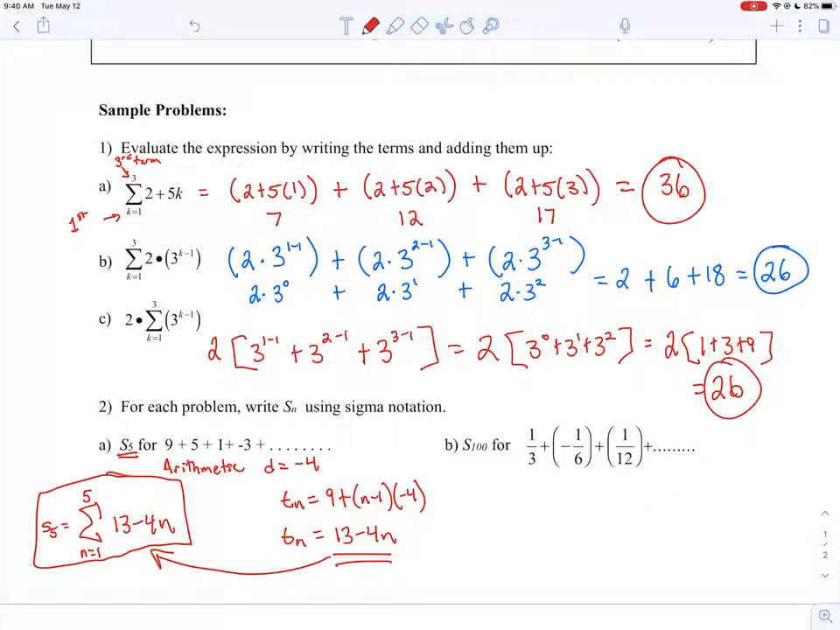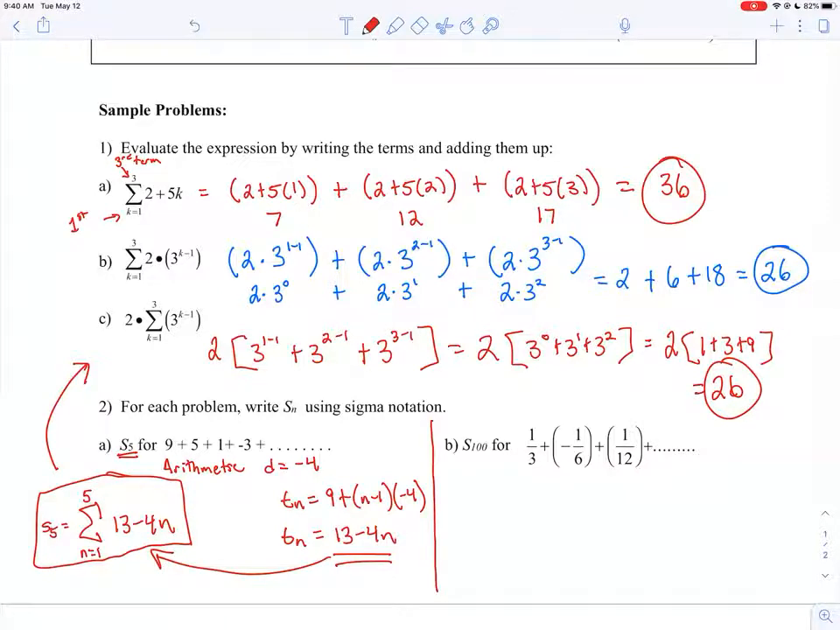Again, it doesn't solve our problem. It didn't actually give us an answer for the first 5 terms. If we wanted to, we could do what we did up here and actually plug in a 1, a 2, a 3, a 4, a 5, add those 5 things up. But this particular one is just saying write using sigma notation, so that would be our sigma notation.